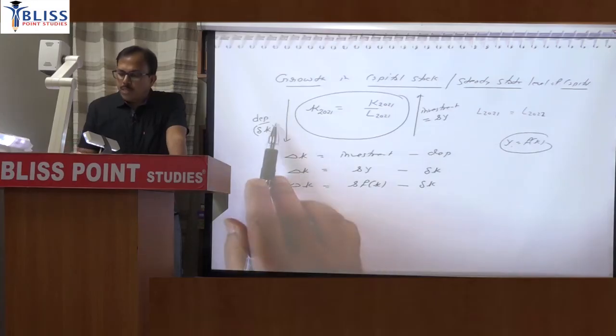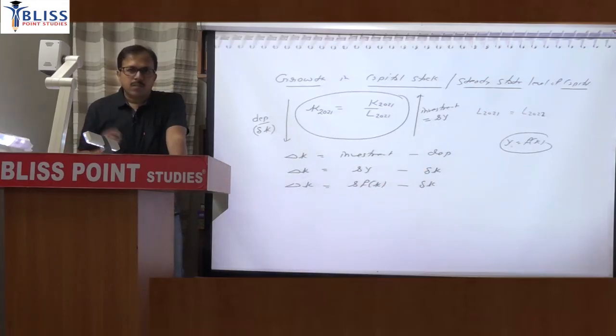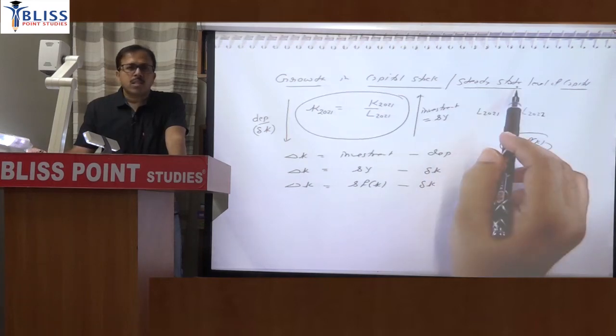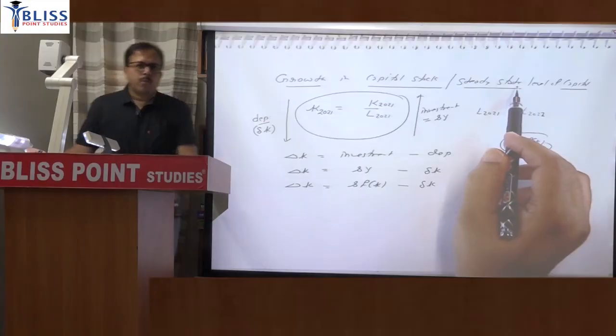If depreciation is more and investment is less, then the stock will reduce. But if they are equal, if depreciation is equal to investment, then the stock is neither increasing nor declining, and that stock is called steady state. So steady state is nothing but equilibrium. At equilibrium there will be no change.